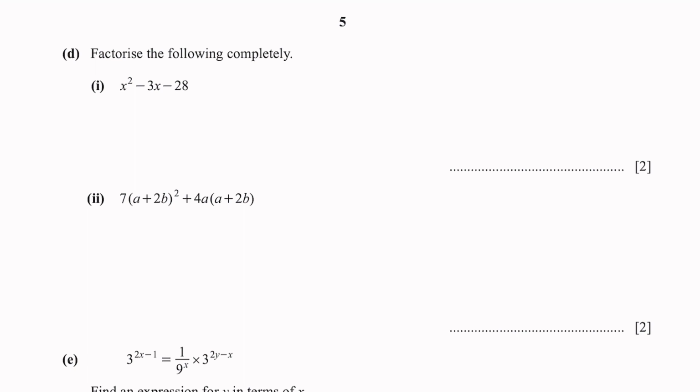Factorize the following completely. x squared minus 3x minus 28, which is x plus 4 multiply x minus 7, because 4 multiplied minus 7 is minus 28, and 4 plus minus 7 is minus 3.